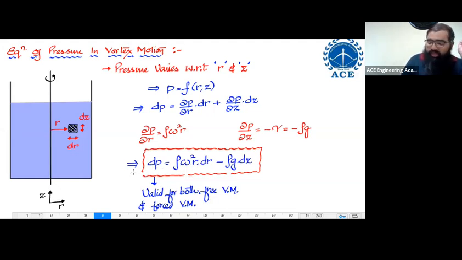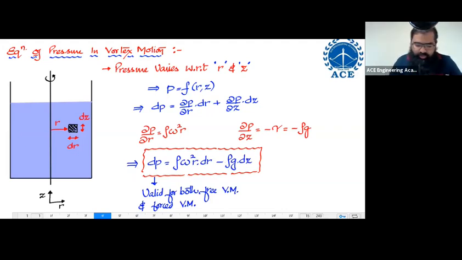When you integrate it by taking the conditions of free vortex motion, you get P by gamma plus V square by 2G plus Z equal to constant. When you integrate it by taking forced vortex motion conditions, you get P by gamma minus V square by 2G plus Z equal to constant.